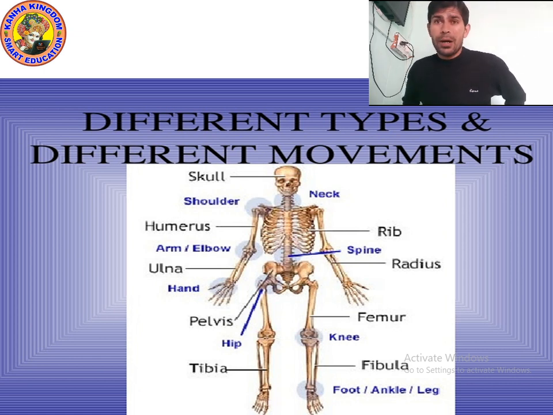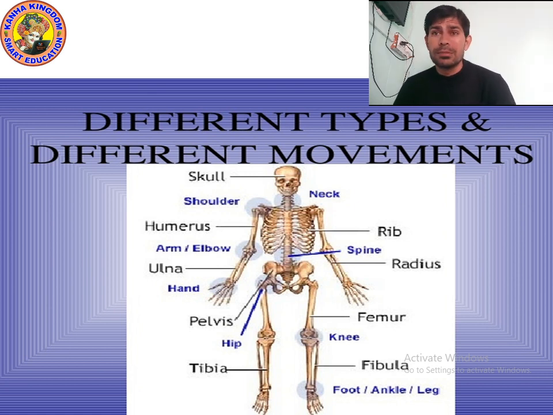The part just below our waist is called the pelvis. And there is the spine just behind us, the backbone, and the knee. If we talk about our legs, the bone just below the waist and above the knee is known as the femur.